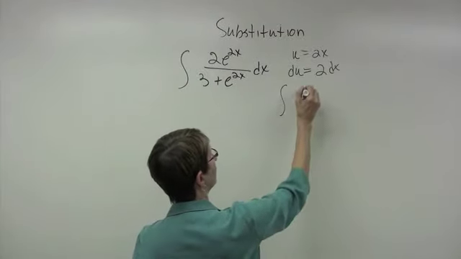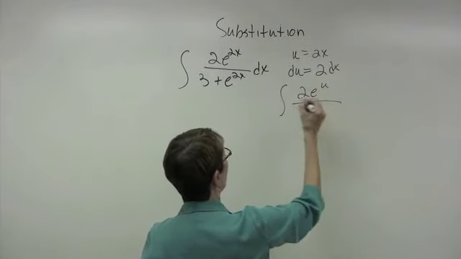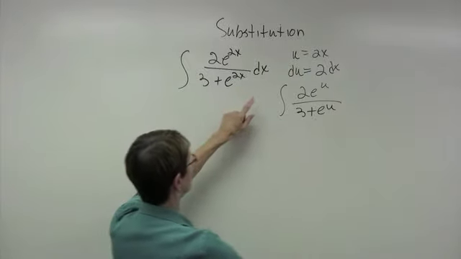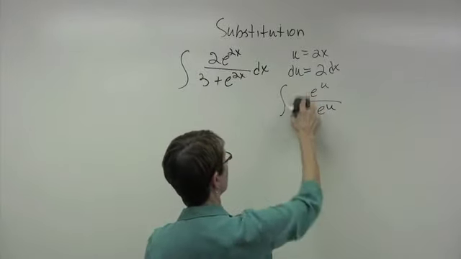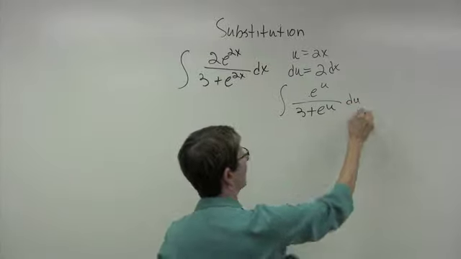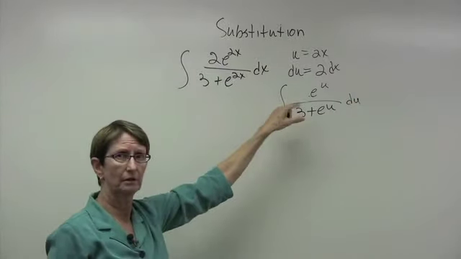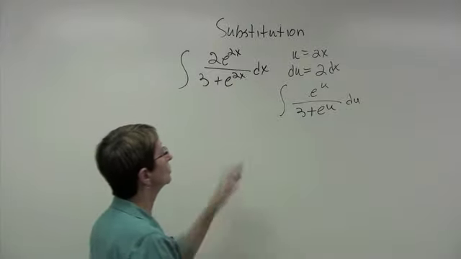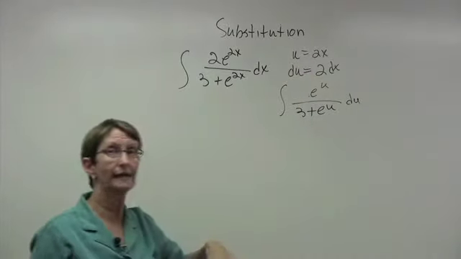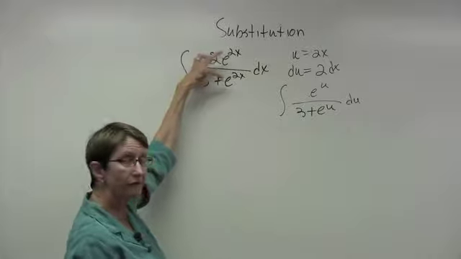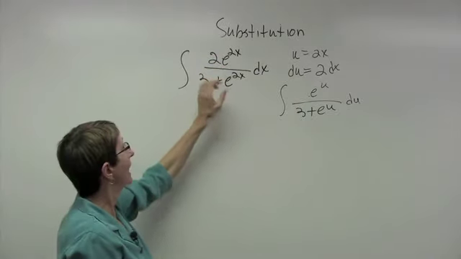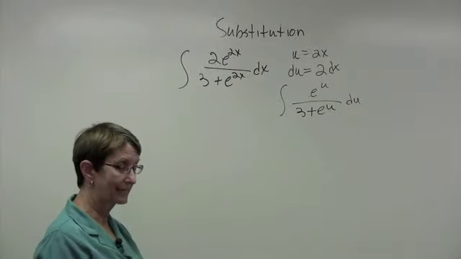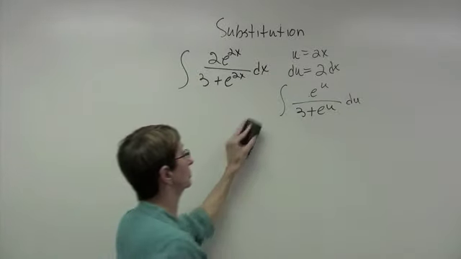I would have 2 e to the u over 3 plus e to the u. Well, let's see now. This 2 would have to come over here and be part of the du. That's not simple, so that's not what we want to pick for u. This u, sadly, is not complicated enough. That happens when you have two things like that. Since the bottom is bigger, but includes the e to the 2x, that's what we want for our u.